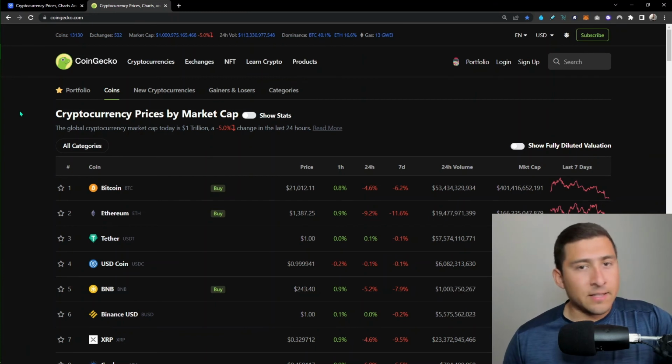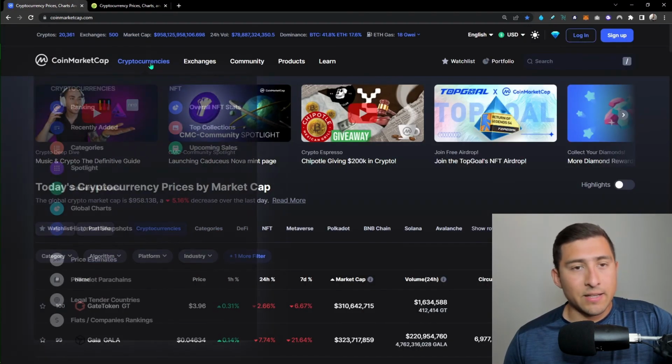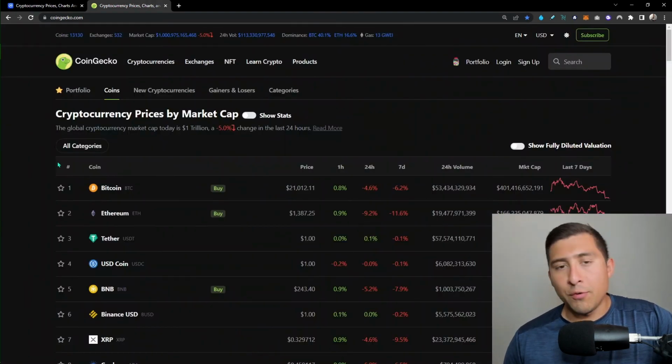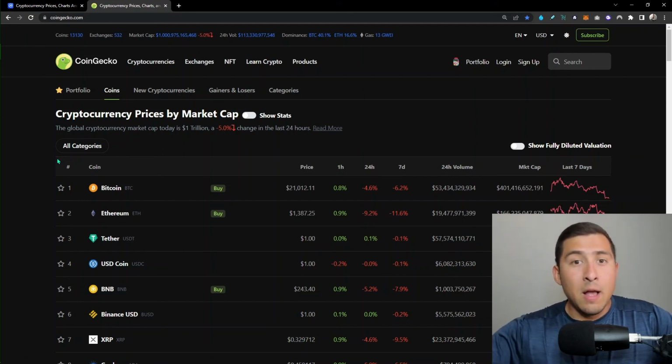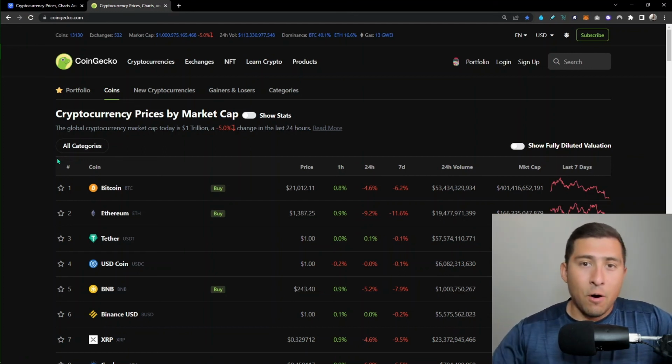CoinGecko is the same thing as CoinMarketCap, but they do differ in the global market cap count. This one says 1 trillion and this one says less than 1 trillion. But the two of them are really reliable, and you're not going to be missing anything if you take a look at either. So make sure you bookmark them in your web browser.